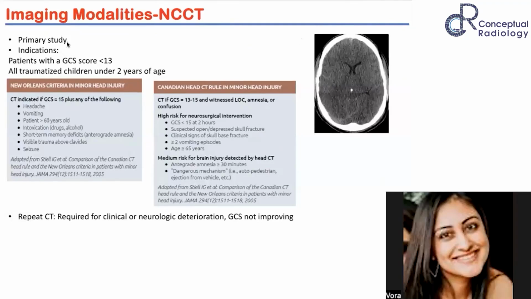Now when we talk about the imaging modalities here, so what are the modalities that we use as far as head trauma is concerned? So the workhorse here is a non-contrast CT scan, right?